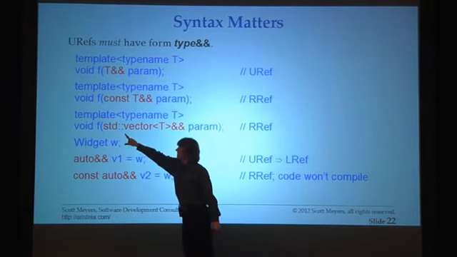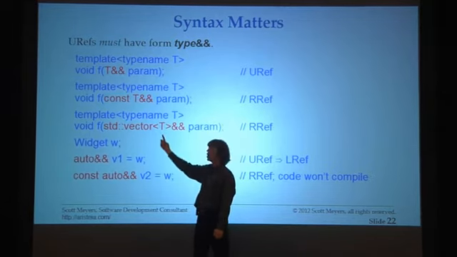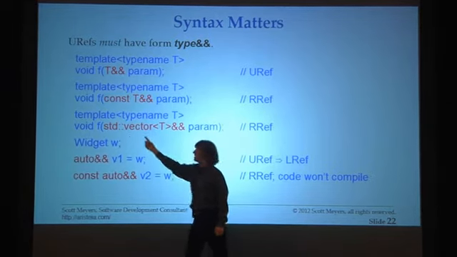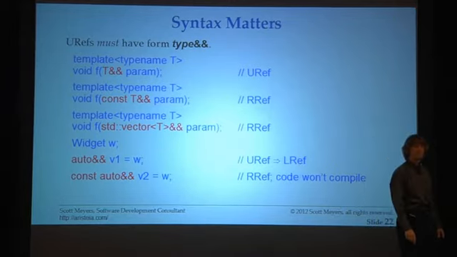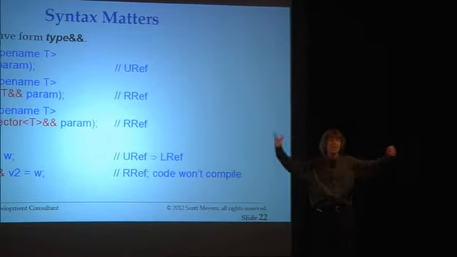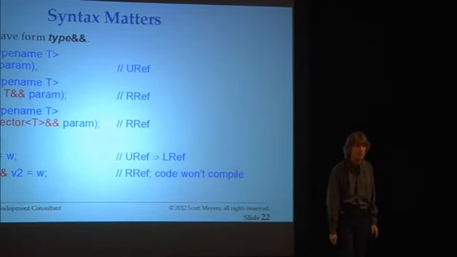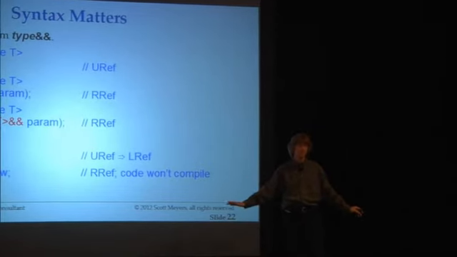I have a function f that takes a vector of T ref ref. Notice the T. This means we are doing type deduction. But this is not T ref ref. This is an R value reference. If you add const, if you add volatile, if you add any other, if you add a star to make it a pointer, you do not have a universal reference. Full stop.